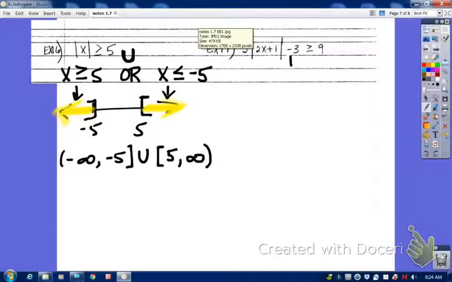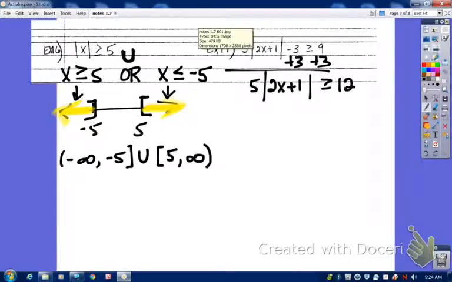So first you would add 3. And you would get 5 times the absolute value of 2x plus 1 is greater than or equal to 12. And then you would divide both sides by 5. 5 is not going to go into 12, so you can leave it as a fraction. You can change it to a decimal if you want to. You may know what 12 divided by 5 is. 2 point what? 2.4. Let's use a decimal for this one.